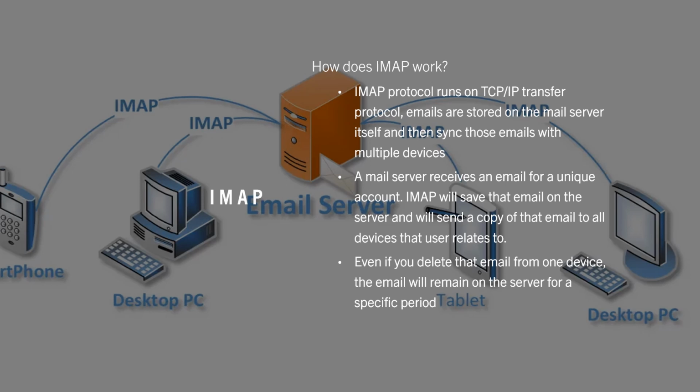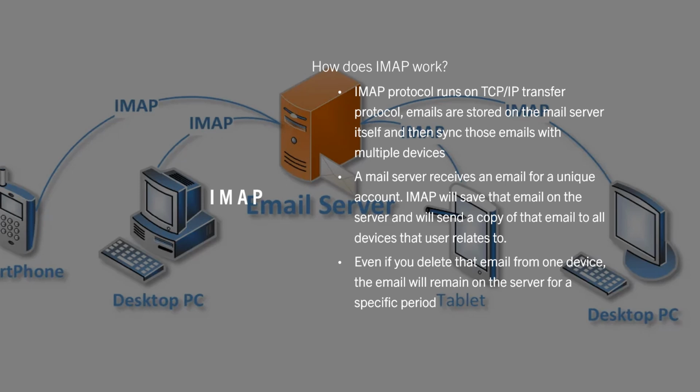How does IMAP work? IMAP protocol runs on TCP/IP transfer protocol, where emails are stored on the email server itself, and then sync those emails with multiple devices. An email server receives an email for a unique account. IMAP will save that email on the server and will send a copy of that email to all devices that user relates to. Even if you delete that email from one device, the email will remain on the server for a specific period.